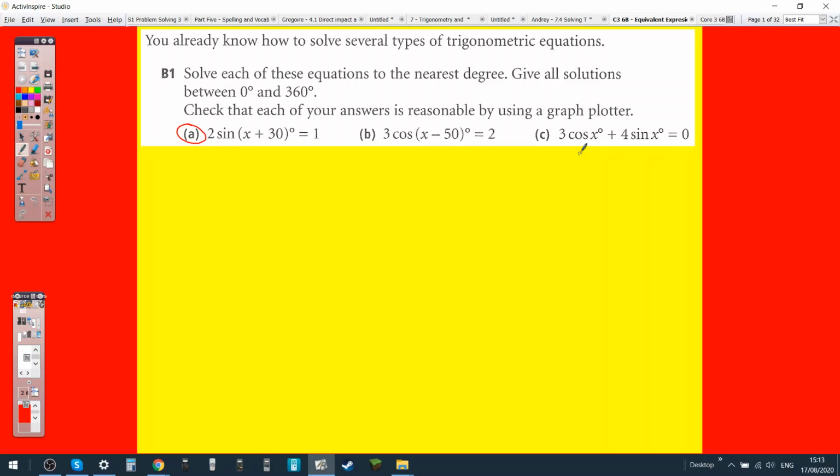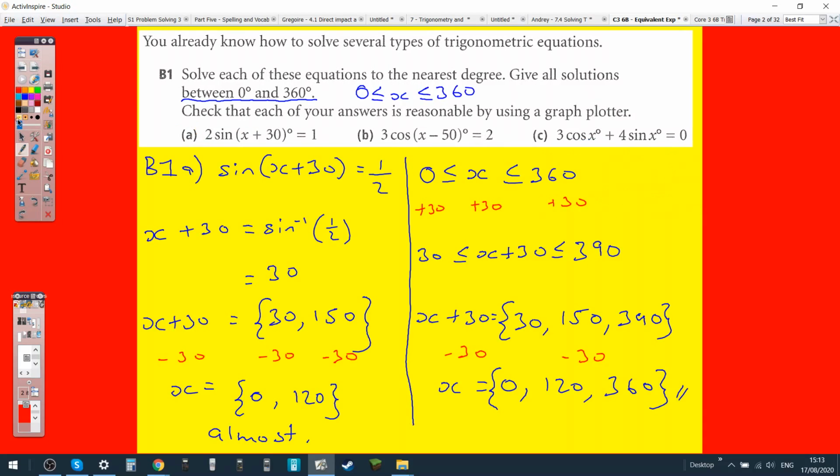Divide everything by cos. To change it into tan, you divide everything by cos, and you get 3 plus 4 tan x equals 0, and then you'd solve that. All good.